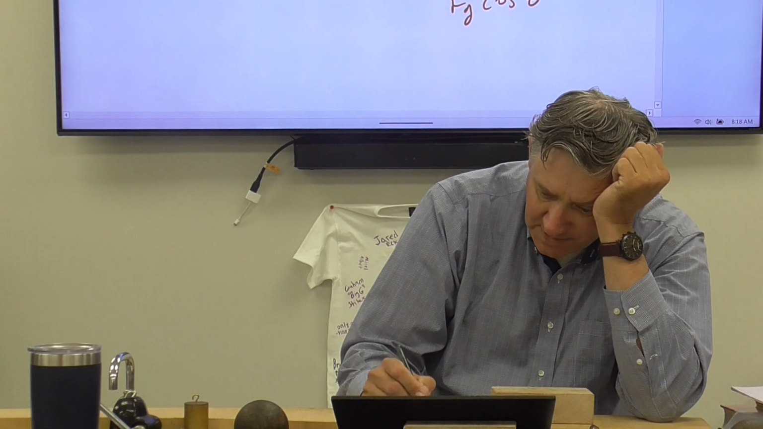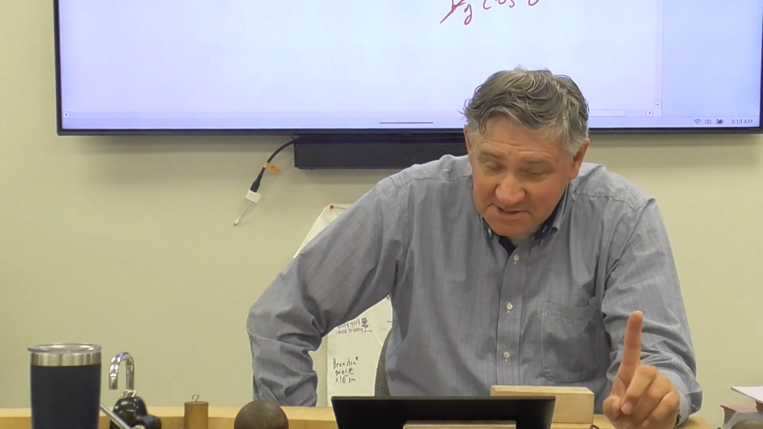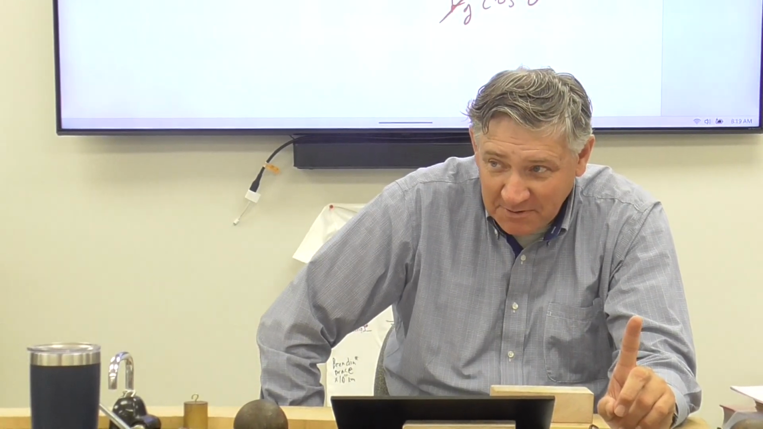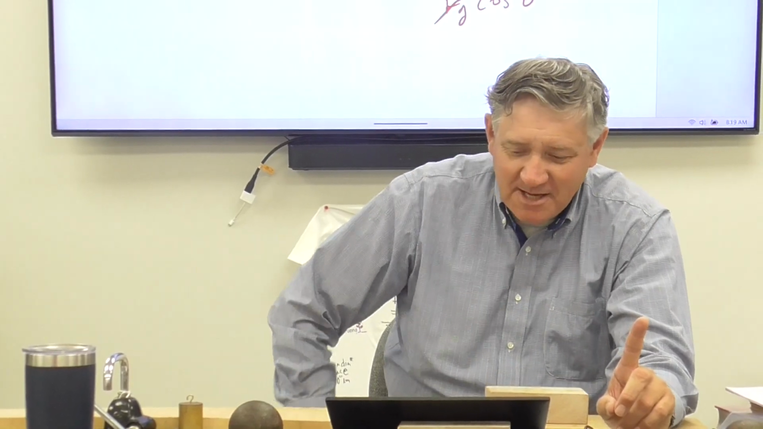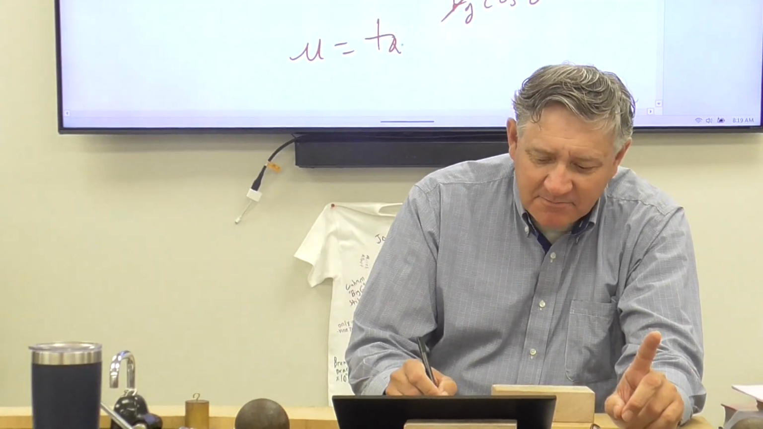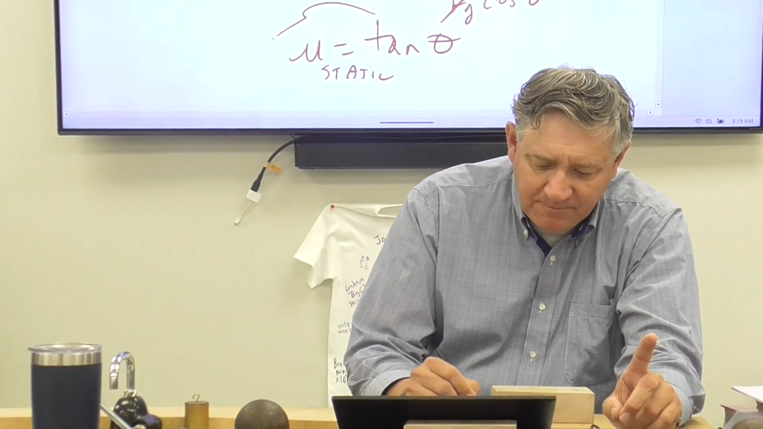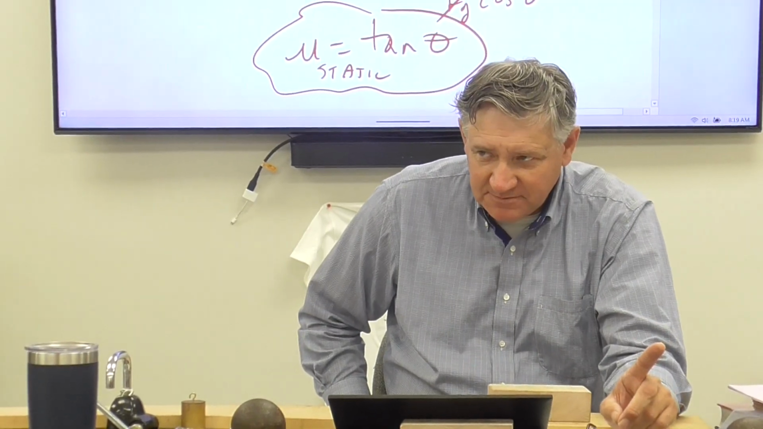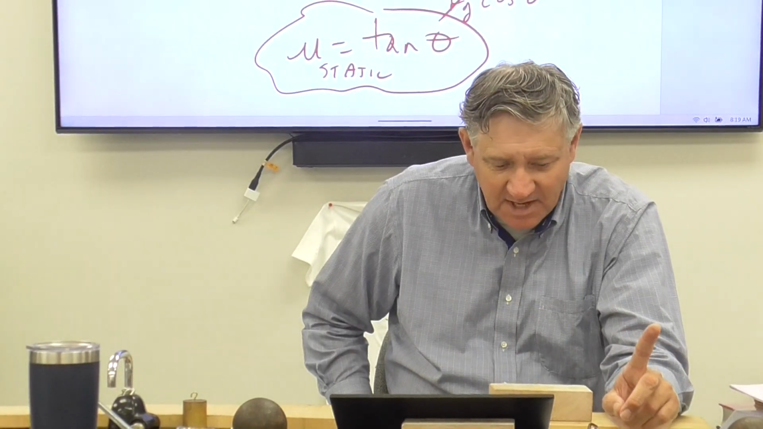FG cancels out. This is your one chance to use trig identities outside of a math class. Do not blow it. Sine over cosine is tangent! Yes! Now, mu equals tangent theta. Now, listen to me and listen to me closely. That only works for static friction. Okay? Doesn't work for kinetic friction. It only works for static friction.